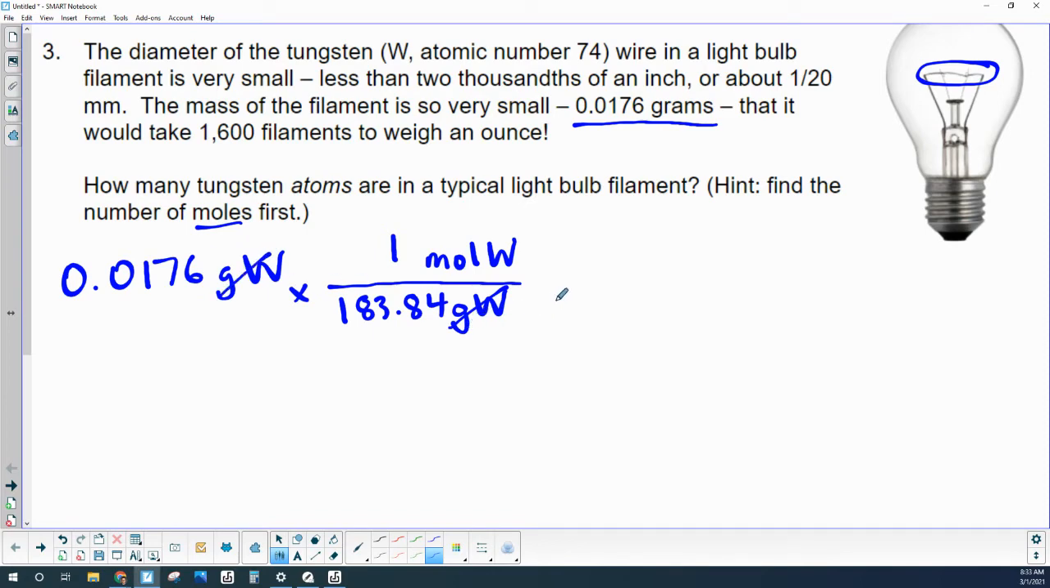However, I need to go one more step to figure out how many atoms are in this sample. So I recommend, when this is the case, just stringing together conversion factors so that you can do the calculations all in one step, and then you round at the last step. So what I'm looking for here is I want moles of tungsten to cancel, and I want to end up in atoms of tungsten.